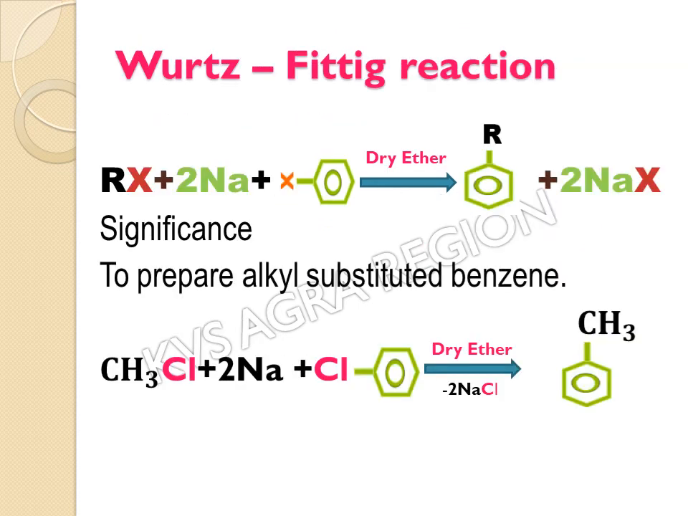In Wurtz-Fittig reaction, alkyl halide reacts with haloarene in presence of sodium and dry ether to give alkyl substituted benzene. Significance of this reaction is that we are able to prepare alkyl substituted benzene. For example, methyl chloride reacts with chlorobenzene in presence of sodium metal and dry ether to give toluene.